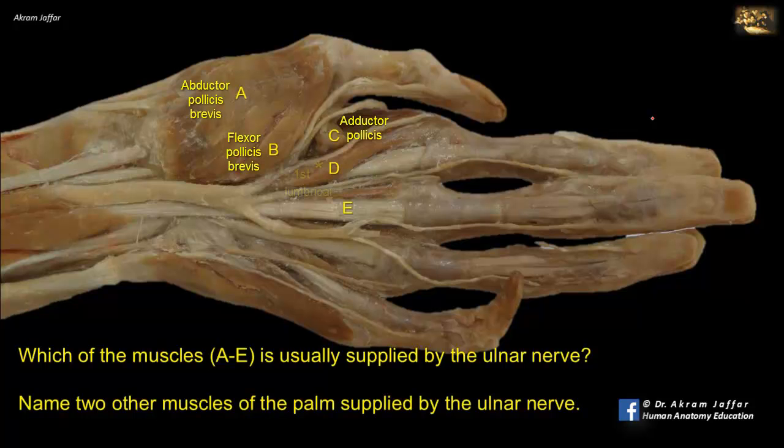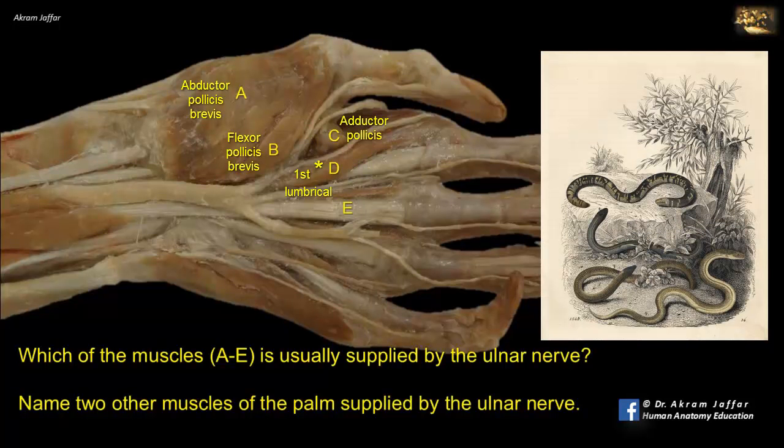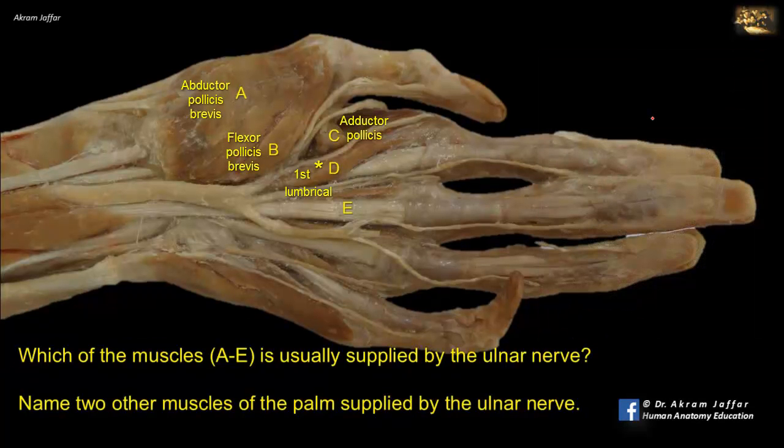D is the first lumbrical muscle. Lumbricals can be identified by their elongated worm-like forms, from which the name lumbricals is derived. They are attached to the tendons of flexor digitorum profundus. The tendon of profundus is not shown here because it is covered by the flexor digitorum superficialis. Also note that this and other lumbricals pass to the radial side of the proximal phalanges of the fingers.